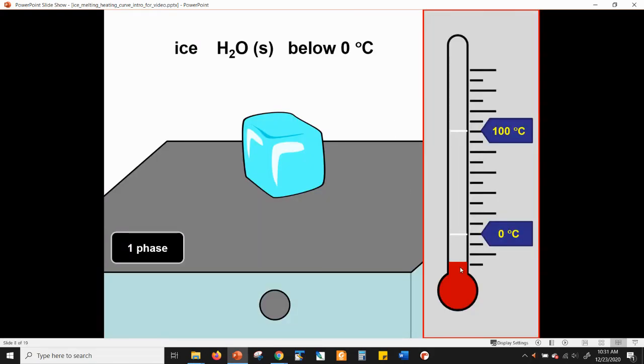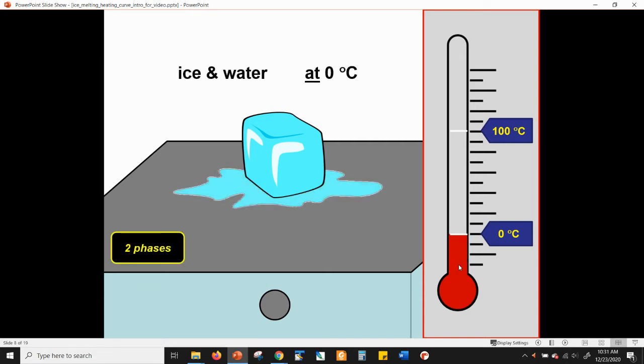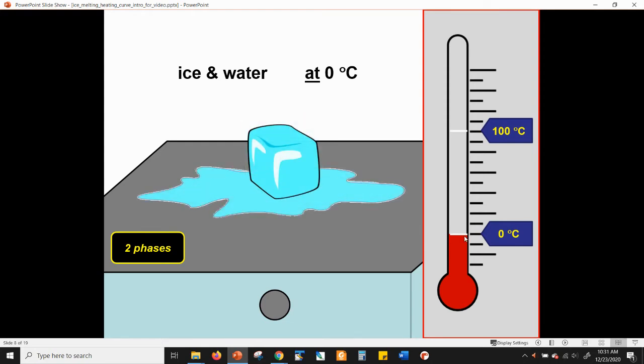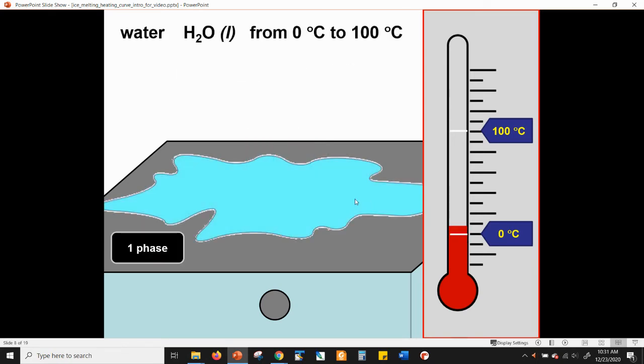Okay, so let's go through a quick recap. At minus 15 degrees Celsius, we're below the freezing point of water. When that ice cube warms up, it reaches its melting point. Okay, now we've got ice and water at 0 degrees. The ice and water stay at 0 degrees as that ice cube is melting, and they don't go above 0 degrees until all the ice cube is melted. Once all the ice cube is melted, the temperature can go above zero.